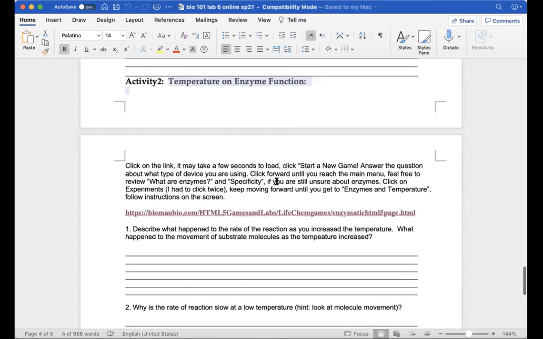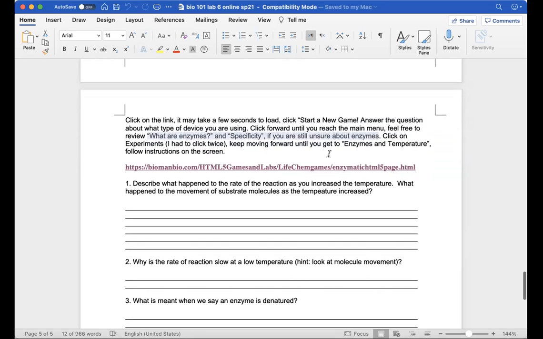So you're going to click on the link, start a new game, and then answer the question about what type of device you're using. This is important. If you're using a touch screen, just touch the touch screen option. And if you're on a laptop, just click no. You'll click forward until you reach the main menu. Feel free to review the information about what enzymes are and specificity if you're still a little bit unsure. And then you'll click on the experiments and keep moving forward until you get to the enzyme and temperature. And you'll follow the instructions.